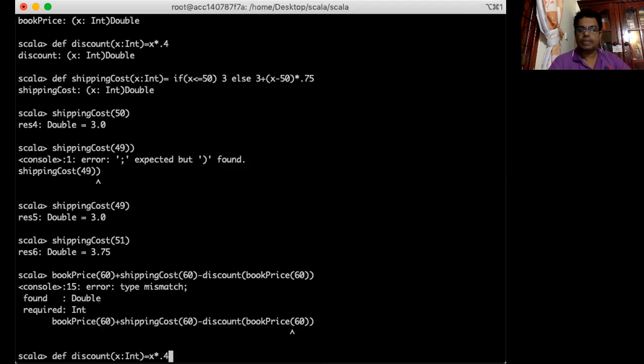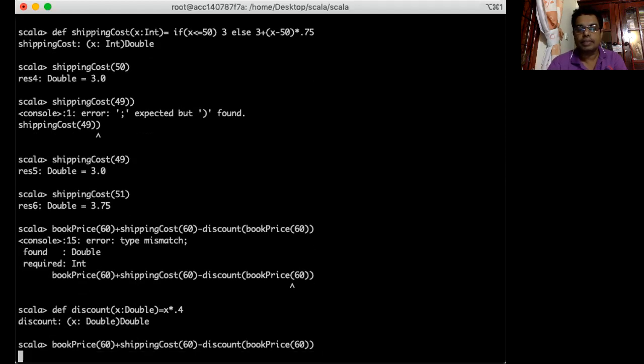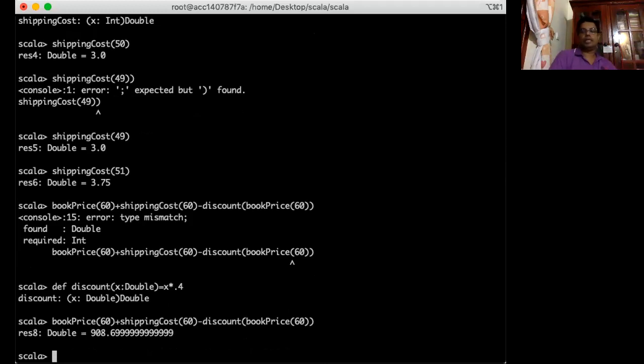So let's go back to my discount function. I defined the amount as an integer. It should not be, no? Because the input is the total price of the book, it is a double decimal value. So I have to redefine my discount function with double, right? Now I can execute this. Yes, so that is the total cost. It takes the book value, calculates the total book price, gets the discount, subtracts that from the book price and then adds the shipping cost. So that's how we can solve that problem.